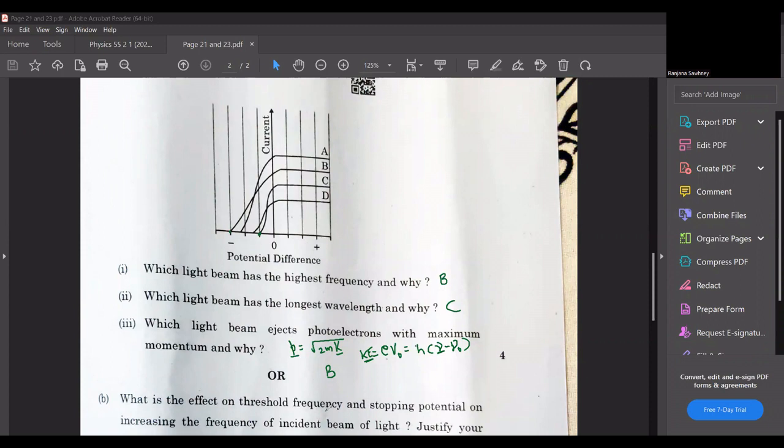There's a choice. What is the effect on threshold frequency and stopping potential on increasing the frequency of the incident beam of light? Okay, threshold frequency does not depend upon the frequency of the incident beam of light. Threshold frequency depends upon the metal. So it is not affected on increasing the frequency of the incident beam of light. Whereas the stopping potential is affected. Okay, again by using Einstein's photoelectric equation, e into V naught is equal to h nu minus h nu naught, on increasing the frequency, the stopping potential increases.